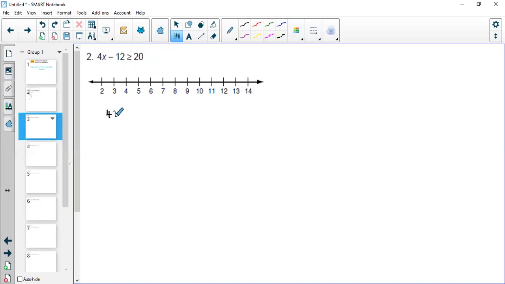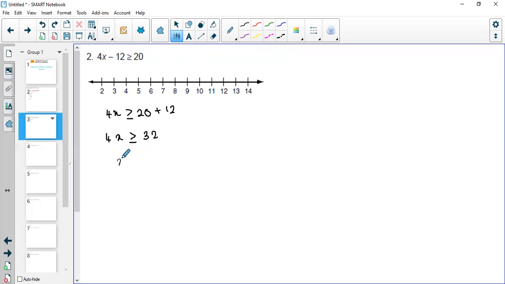4x is greater than or equal to 20 plus 12, right? Because it's negative 12 on this side, the inverse of negative is positive, so it becomes a positive 12 on the other side of the inequality. Same just like how we used to solve equations. So 4x is going to be greater than or equal to 32, because 12 plus 20 is 32.